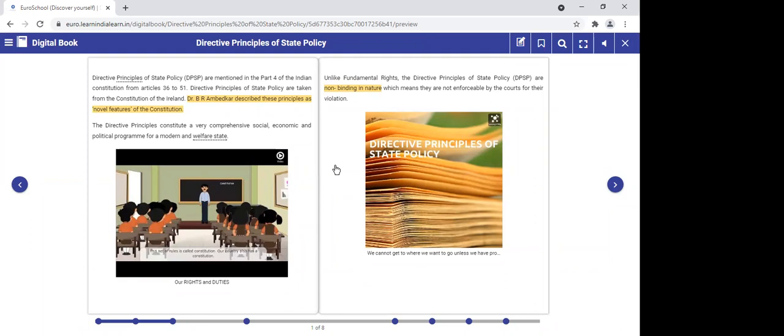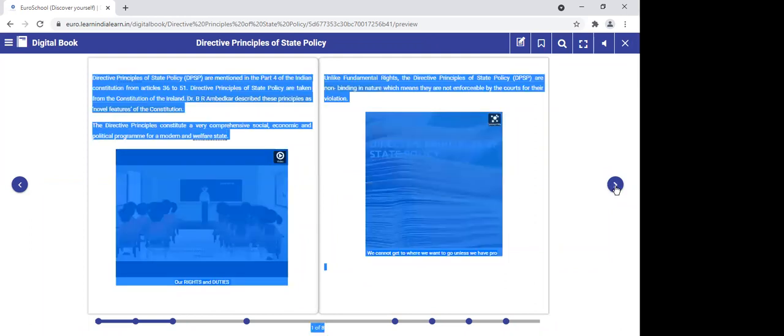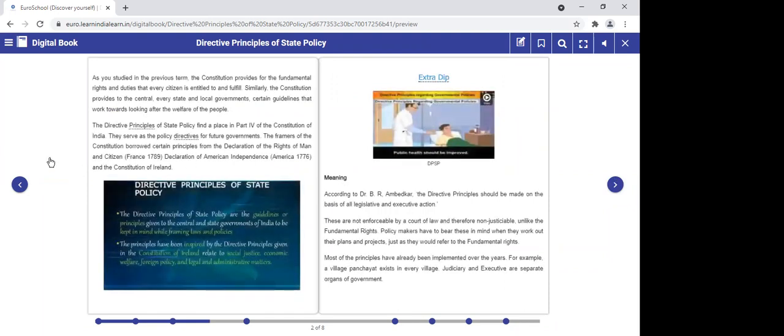Let's go on to the next page. Yes, continue. Shall I continue reading?